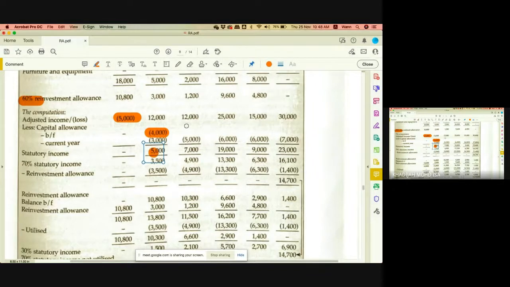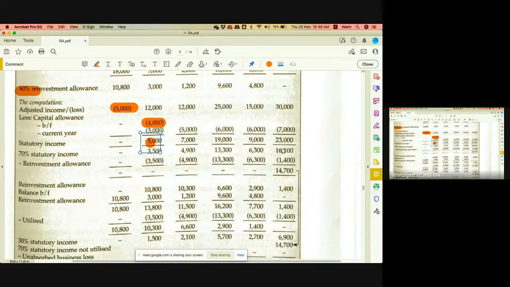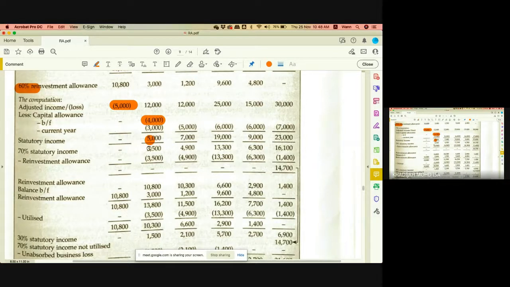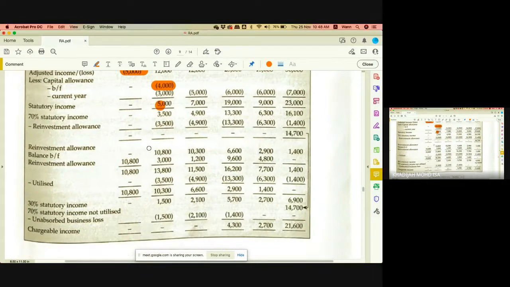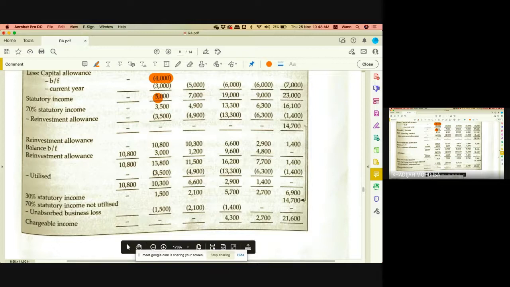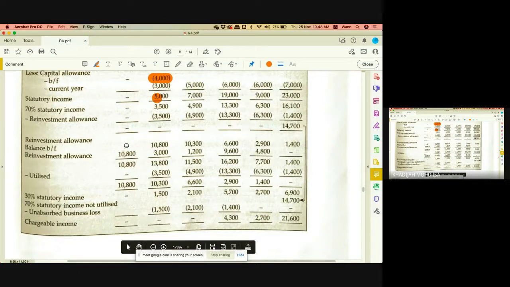So there's no brought forward, 5,000, so 7,000 SI, 19,000, 9,000, and 23,000. Okay, so you compute the SI 70%. So reinvestment allowance, if you show me your working, you should have the RA brought forward and the RA for the current year. For example, here, RA for the current year is 10,800, 0 brought forward. And you do not utilize anything.